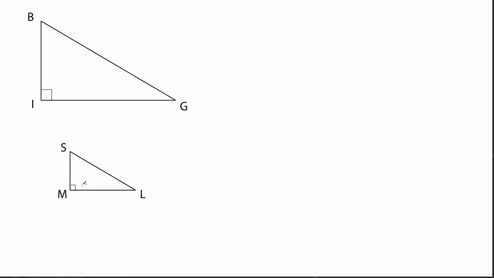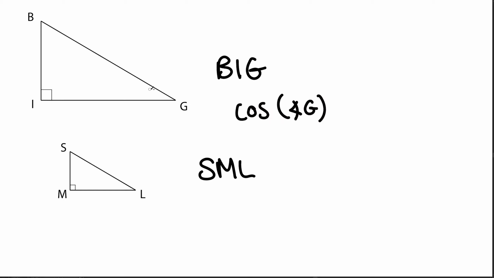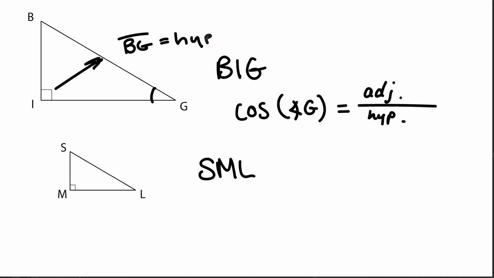Here I have big and I have small. So the first thing I want you to find is the cosine of angle G. This is going to be angle G. First, set up that fraction. So SOHCAHTOA. Cosine is going to be adjacent over hypotenuse. All right. So let's look for the hypotenuse. The hypotenuse is obviously going to be the side opposite of the greatest angle. Since we have a 90-degree angle right here, the greatest side is BG. BG is equal to the hypotenuse.